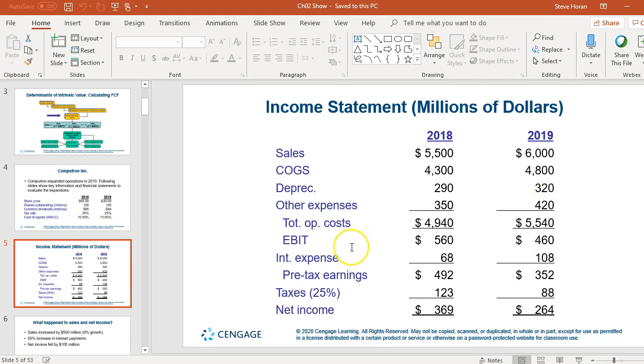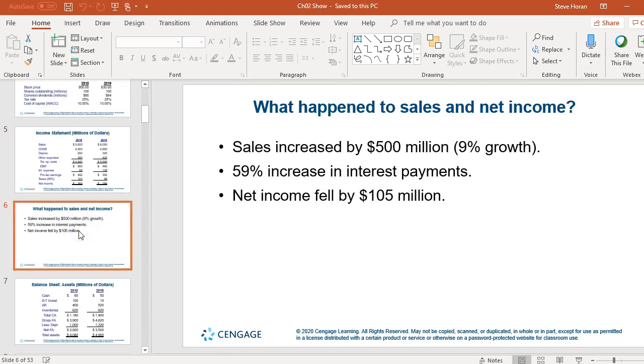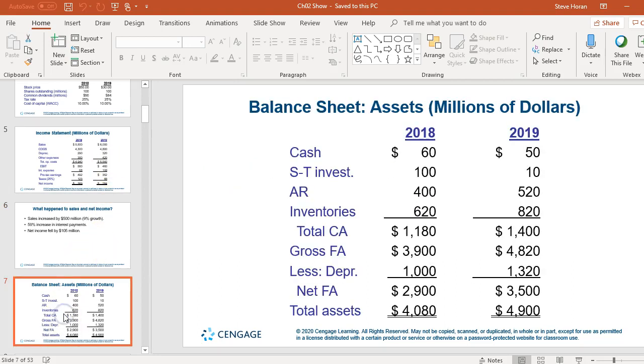My EBIT, which is earnings before interest and tax, then goes down. My interest expense goes up, which means I probably borrowed some money. Then you can see I have less pre-tax earnings. I have taxes here, and my net income is lower than the previous year. So while sales went up, my expenses went up in a higher ratio than my sales did, and therefore I have now lost money. Okay, and this is 500 million, not 500,000. So 9% growth, which is good. But interest went up a lot, and net income fell by a lot because we must have borrowed some money, and we'll figure that out by looking at the balance sheet.